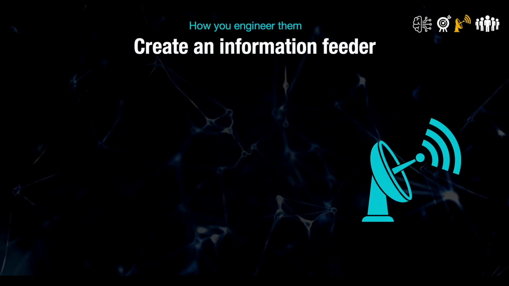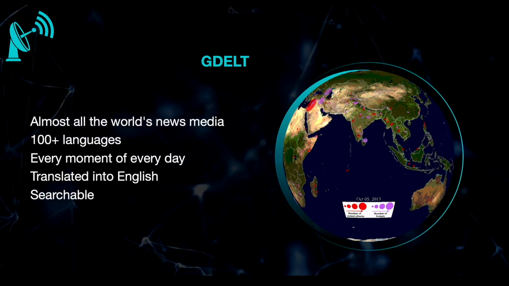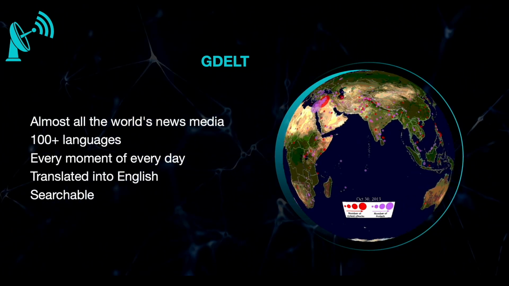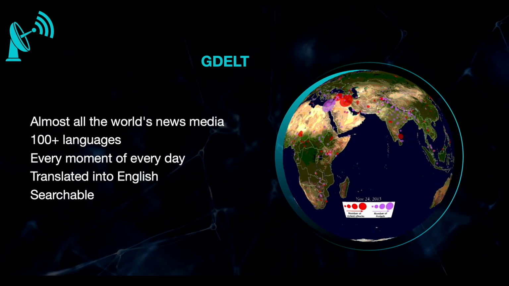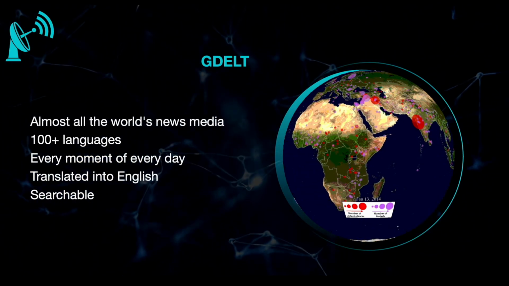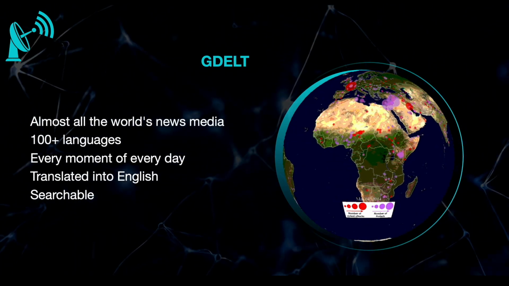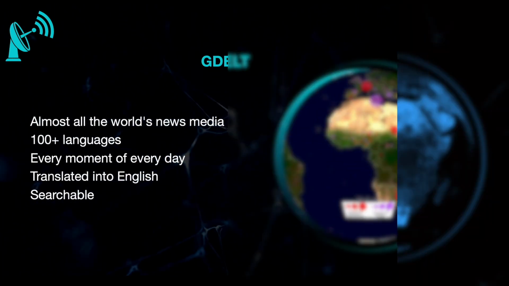Third, create an information feeder. For example, GDELT has all the world news media in more than 100 languages. It monitors what is published on the web every moment of every day. It translates everything into English and makes it searchable to anyone.